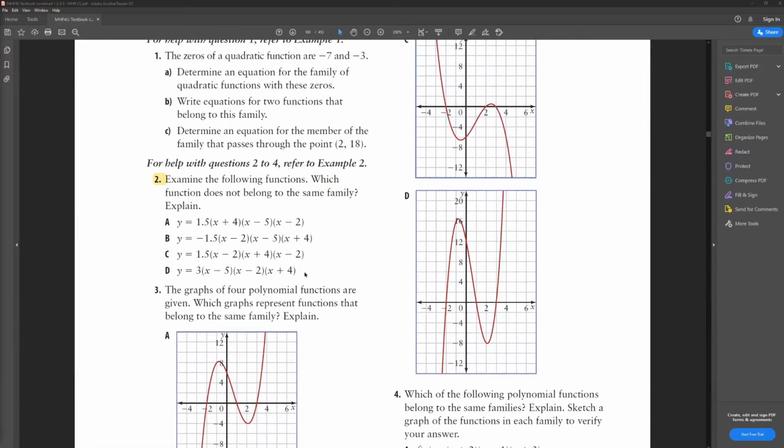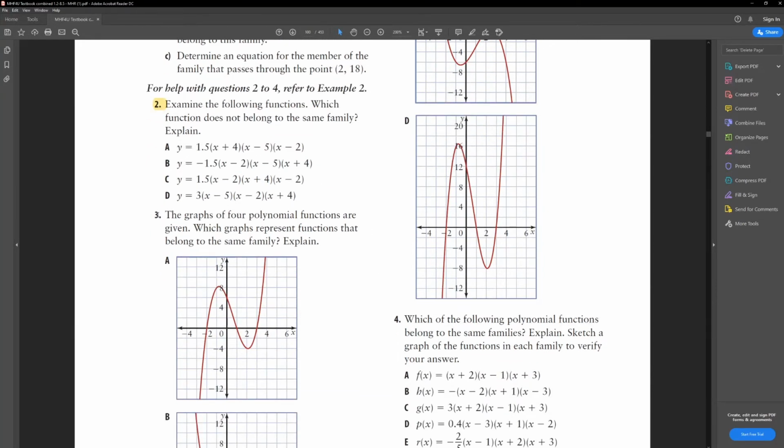Okay, so let's first of all look at question number 2. Examine the following functions. Which function does not belong to the same family? As we learned, a family has the same x-intercepts. So the first one has x-intercepts of -4, 5, and 2. Here we have 2, 5, and -4, so that's good. Here we have 2, -4, and then 2 again. That is the one that stands out since it doesn't have the same roots. Therefore, it is the one that doesn't belong to the family.